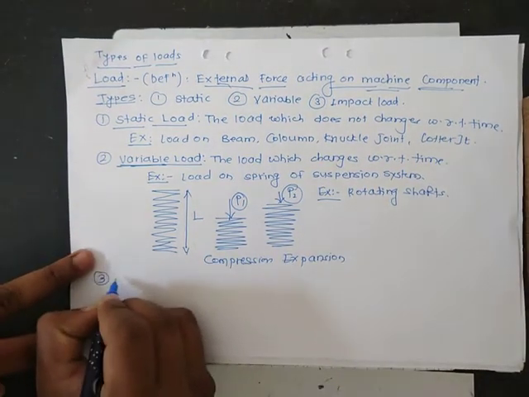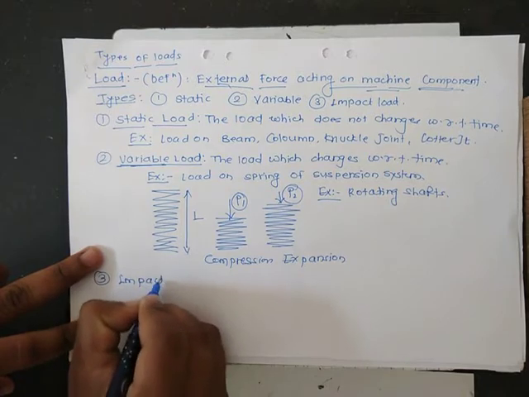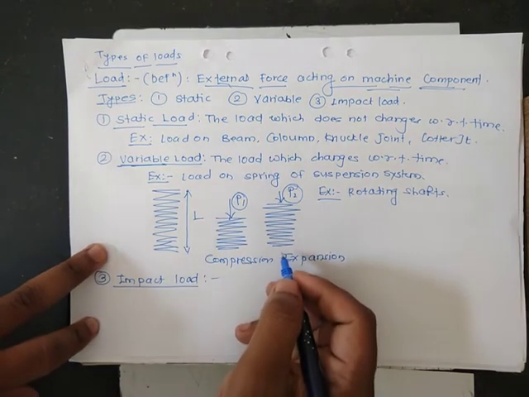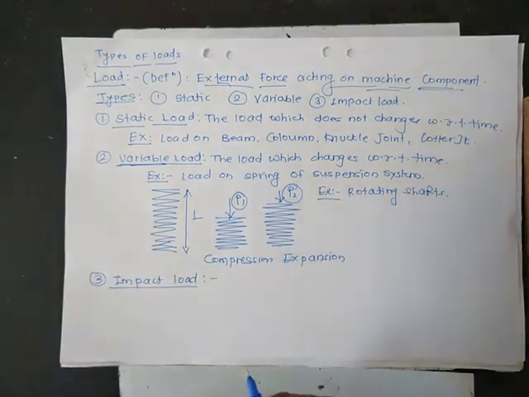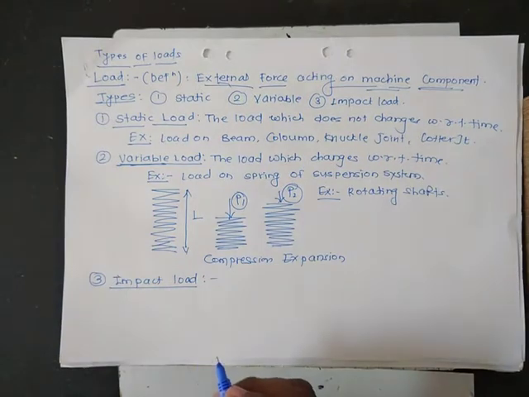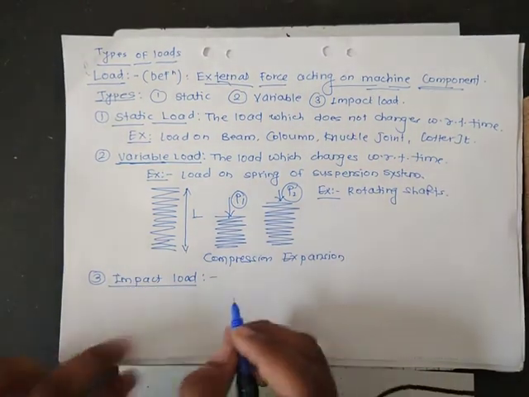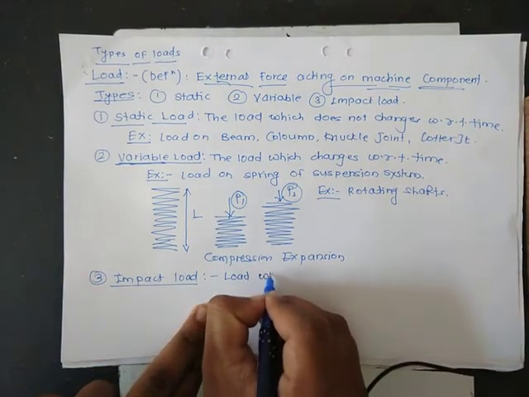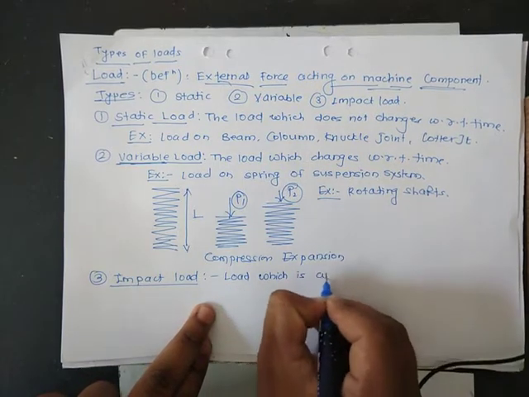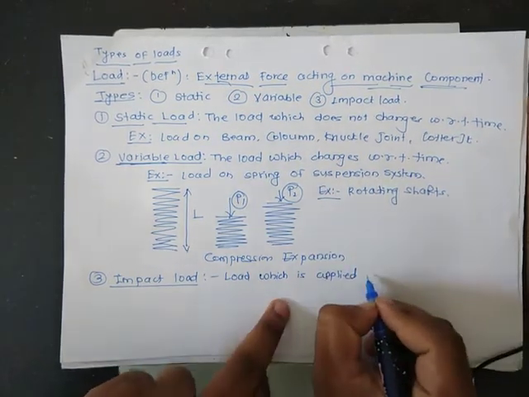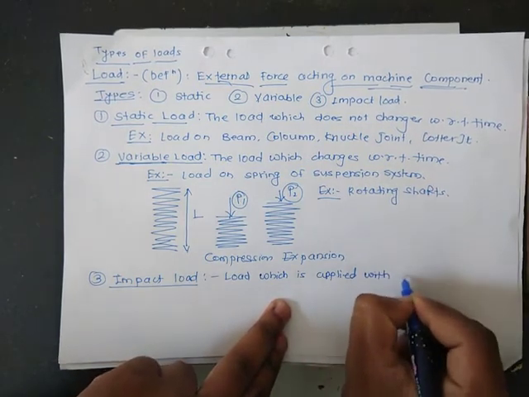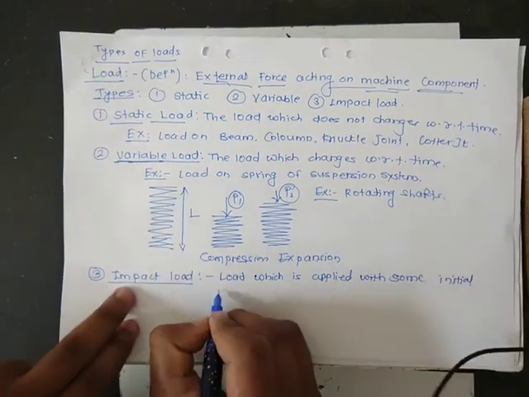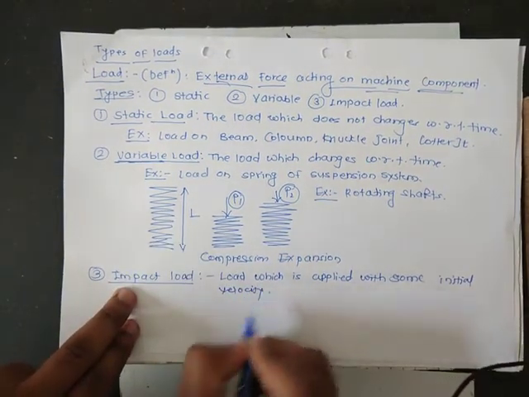The third type of load is impact load. You might have studied impact load in mechanics of materials. The impact load is a load that is applied suddenly, or we can define it in an alternate way: the load which is applied with some initial velocity.